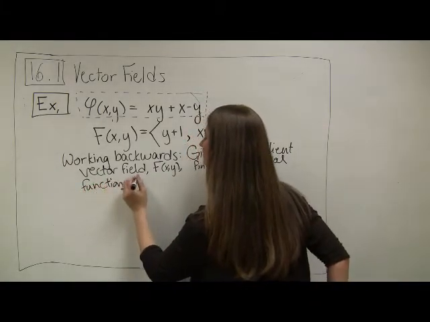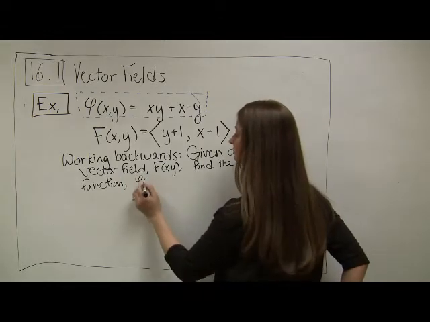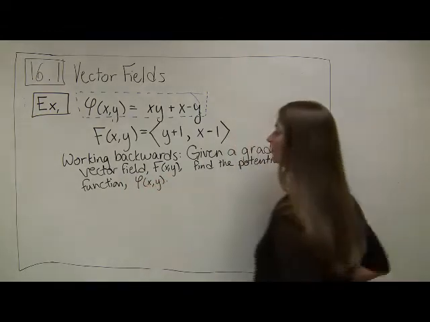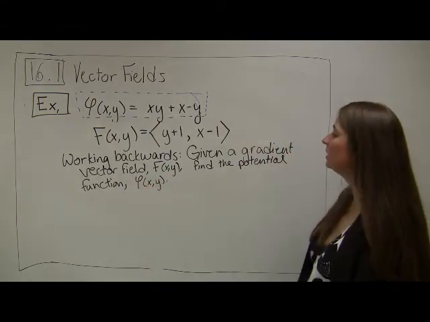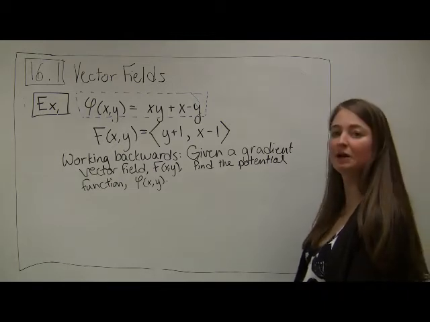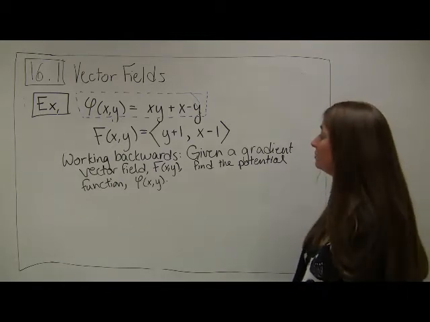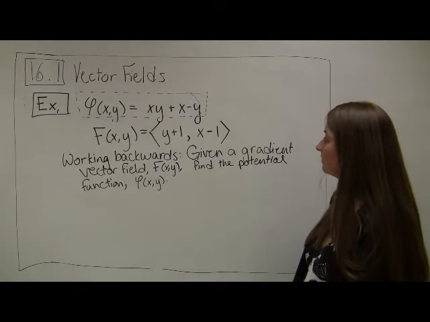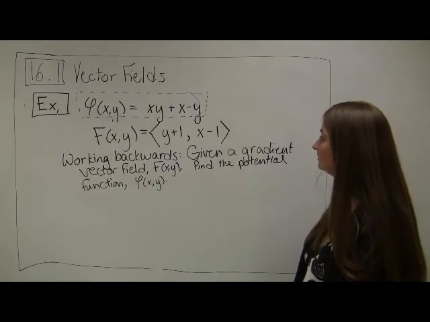And what do we call our potential function? Usually we call it phi, phi of x, y. So systematically, maybe I'll have you pause the video and think about it: what are the steps that you might do? How might you figure this out?